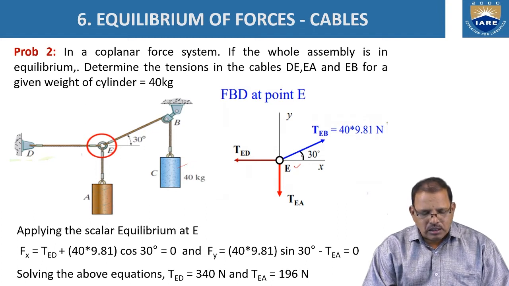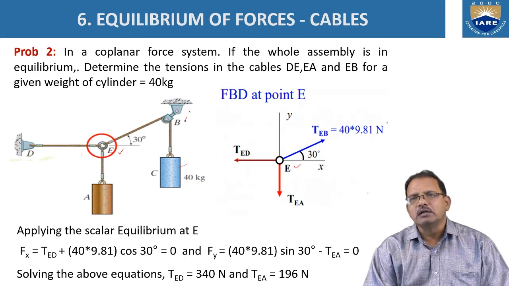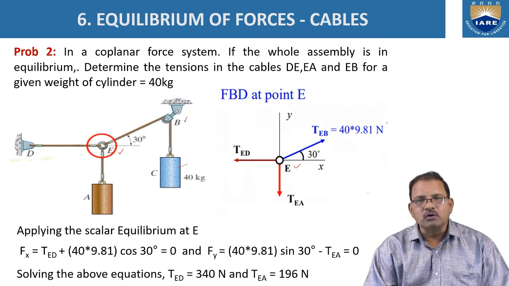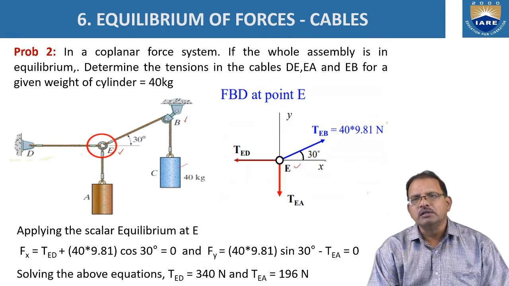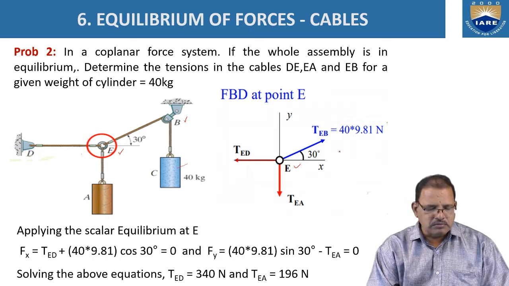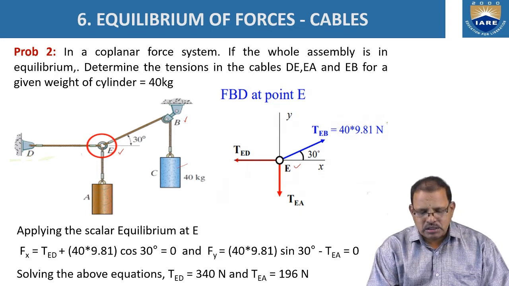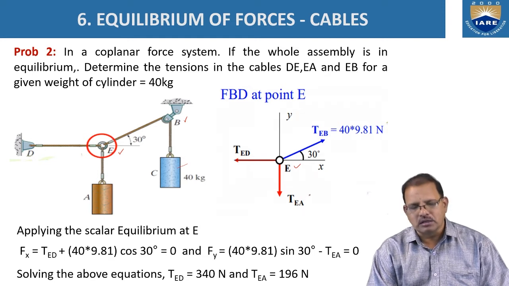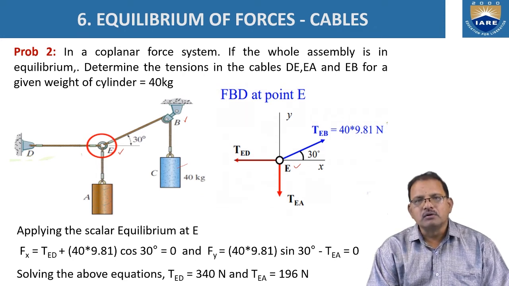Now at E, the tension in the rope EB always acts along the rope but away from the point E. Hence, it is represented as T_EB, the tension within the rope. Similarly, in rope EA, the weight acts in the downward direction, represented as T_EA. And ED, the horizontal force acting toward the left side, is represented as T_ED.